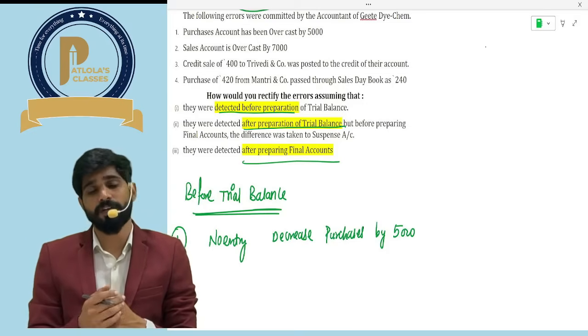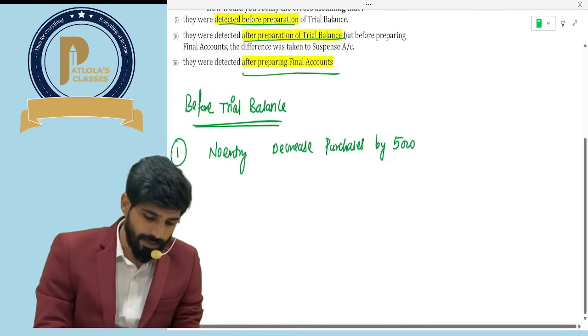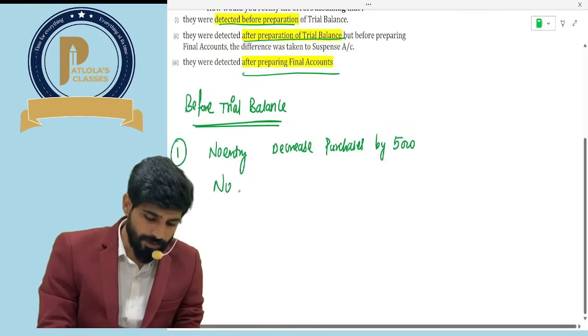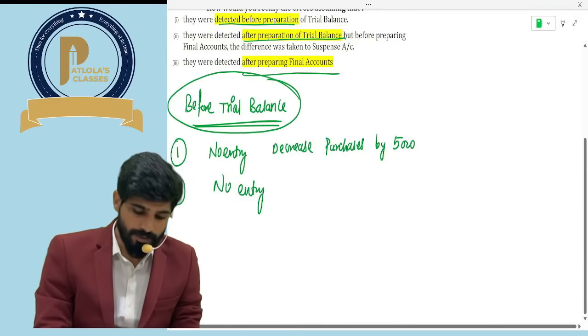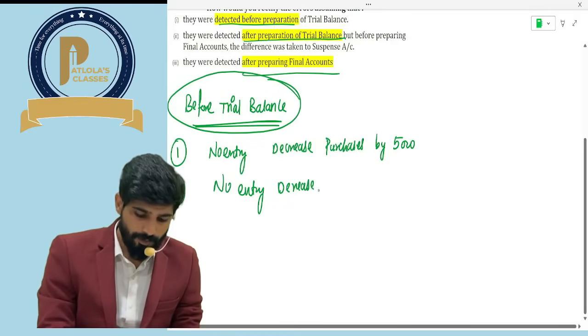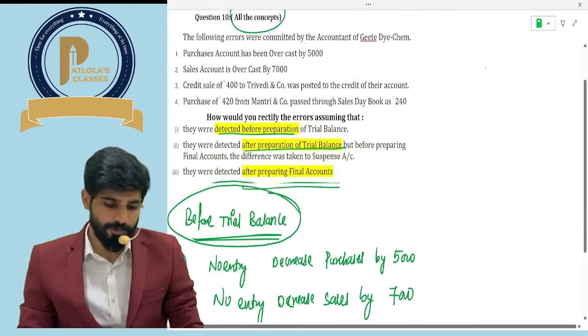There is no corresponding account. So we cannot pass a journal entry for the second one as well. No entry can be passed because we are before trial balance. Just decrease sales by how much amount? 7,000. Hope you have understood.